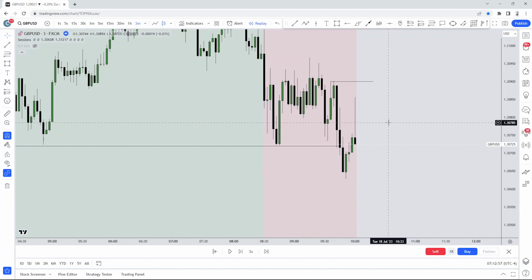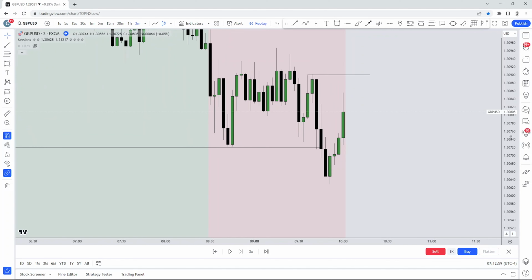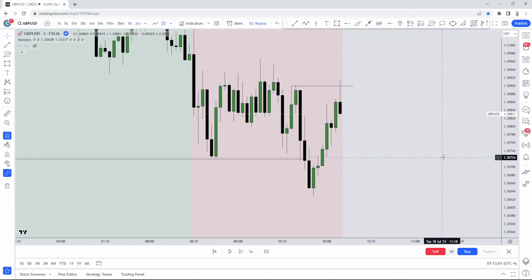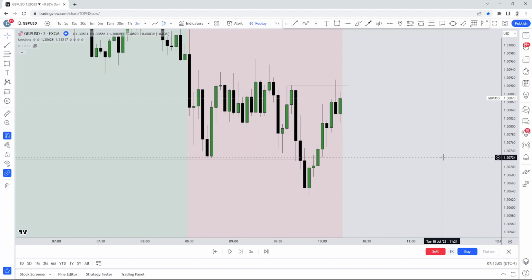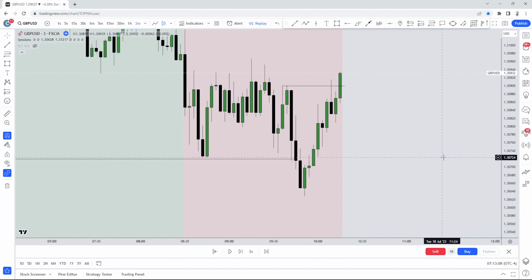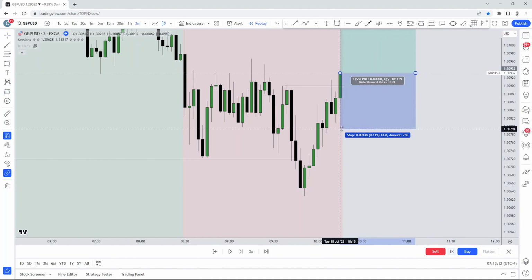This is our high now. Let me zoom in again so you guys can properly see. So let's see. This is with a wick, so we do not take it into account yet. This is with a body though. We enter instantly. What did we say about the rule?